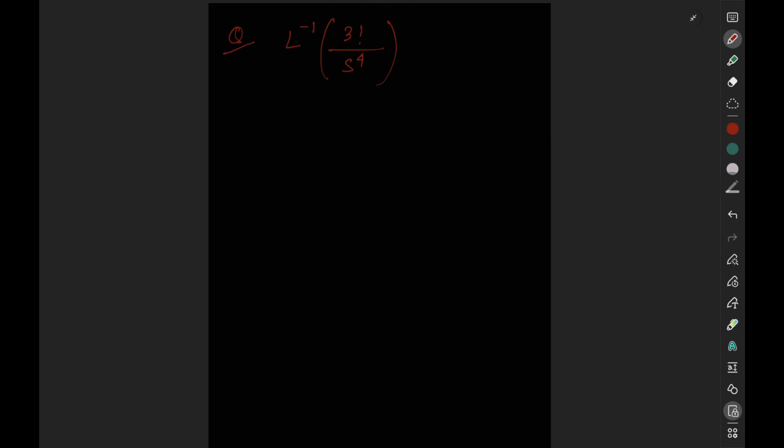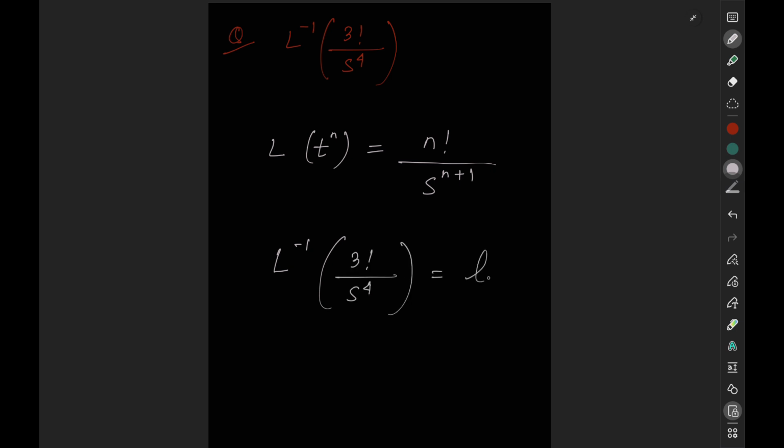Now we have to find the Laplace inverse of 3 factorial upon s to the power 4. So we know that the Laplace of t to the power n is equal to n factorial upon s to the power n plus 1. So since here n is 3, it means the Laplace inverse of 3 factorial upon s to the power 4 will be t cube.